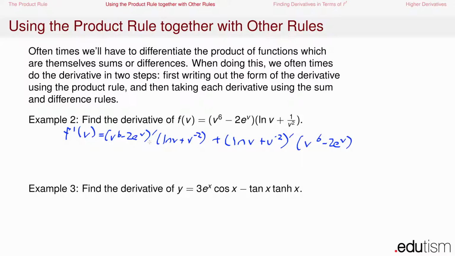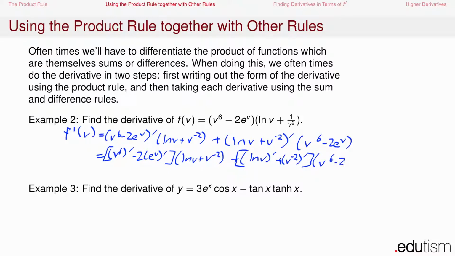The derivative of v to the 6 minus 2e to the v, we'll have to do with the difference and constant multiple rules. We're going to take the derivative of v to the 6, and subtract 2 times the derivative of e to the v. Then we've got to multiply that whole thing by ln v plus v to the minus 2. Then here, we're going to have to take the derivative of ln v and the derivative of v to the minus 2 separately using the sum rule, and then multiply that whole thing by v to the 6 minus 2e to the v.